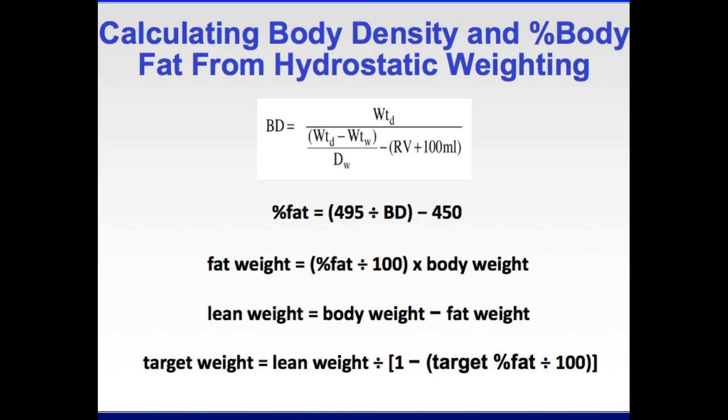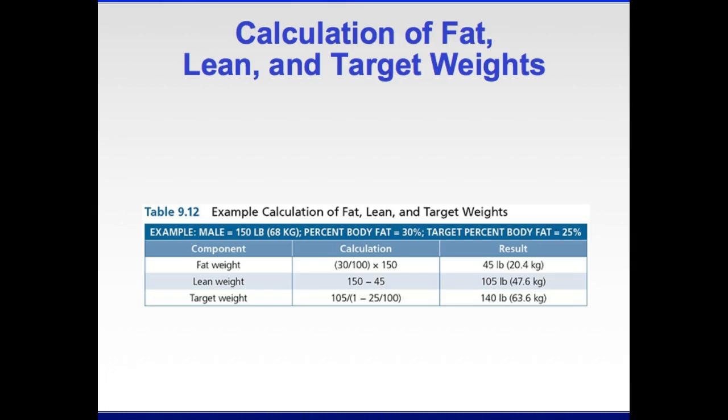Calculating body density and percent body fat from hydrostatic weighing. And there's your formula right there. You're going to calculate the fat, lean, and target weights. So you have your fat, your lean, and your target weight on the left, your calculations in the middle, and the results on the right.